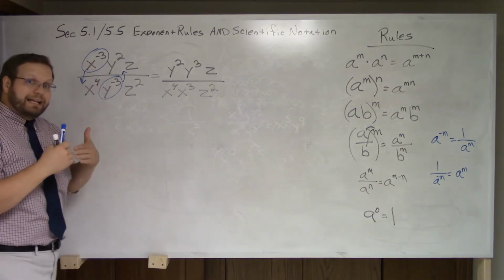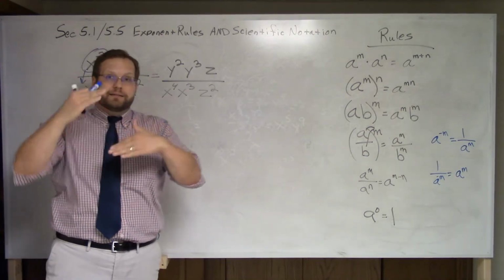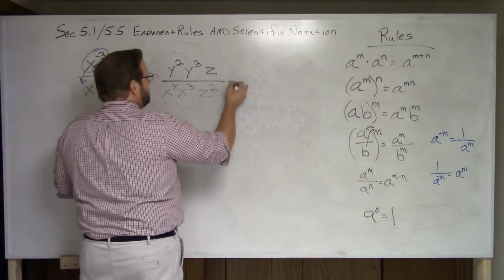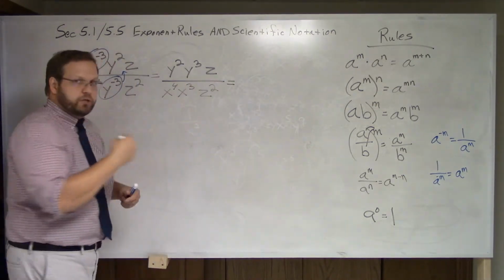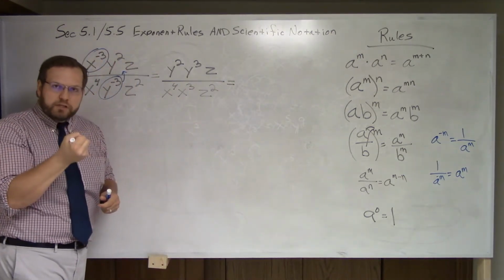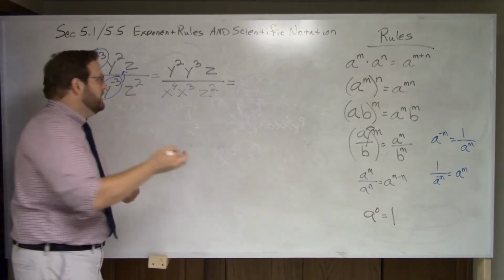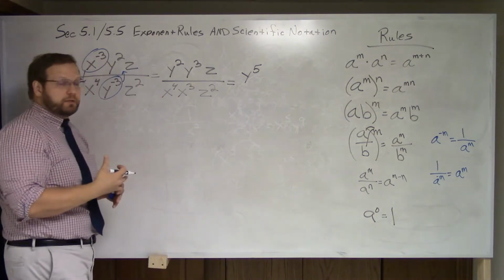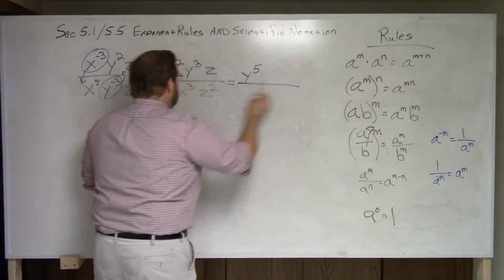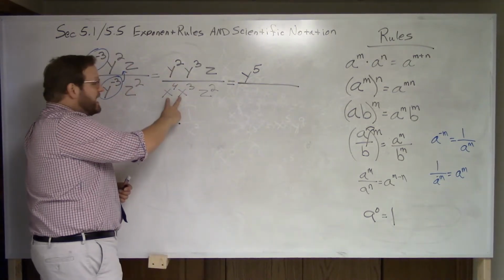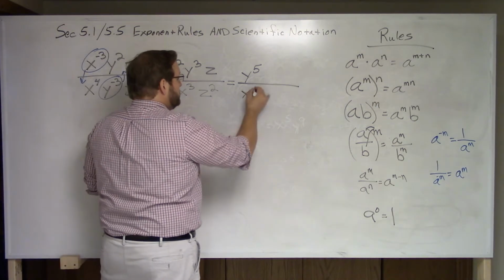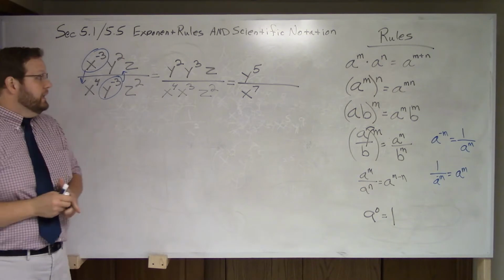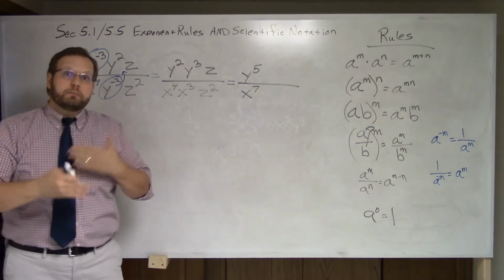And now anything that's still on opposite sides can do battle. So when I'm looking at this, the y's, I'm not going to reduce those. I'm going to join forces with them because they're on the same side. So I have a y to the fifth. I add those exponents. The x's, again, they're on the same side. So I get x to the seventh. Now what about those z's? They're on opposite sides. They're going to be doing battle.